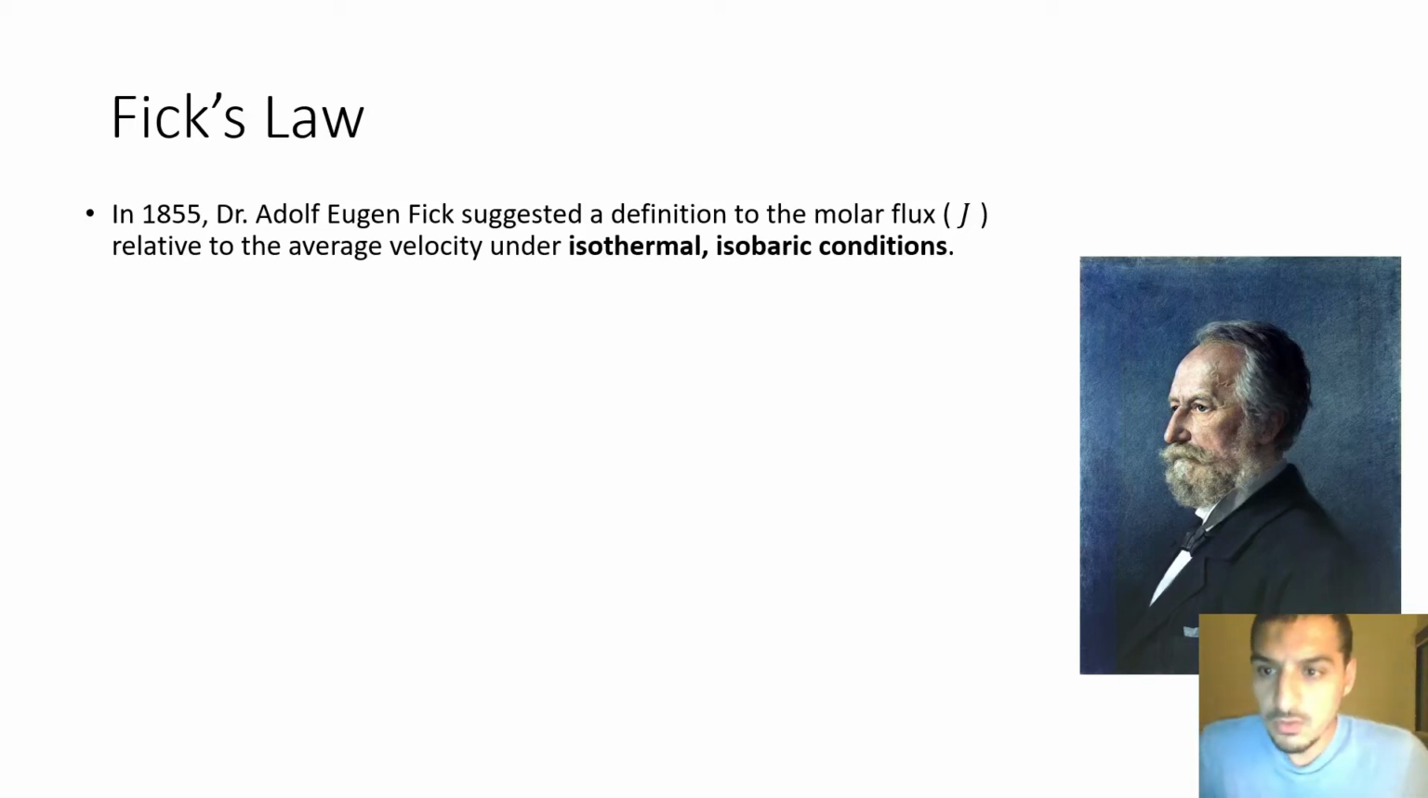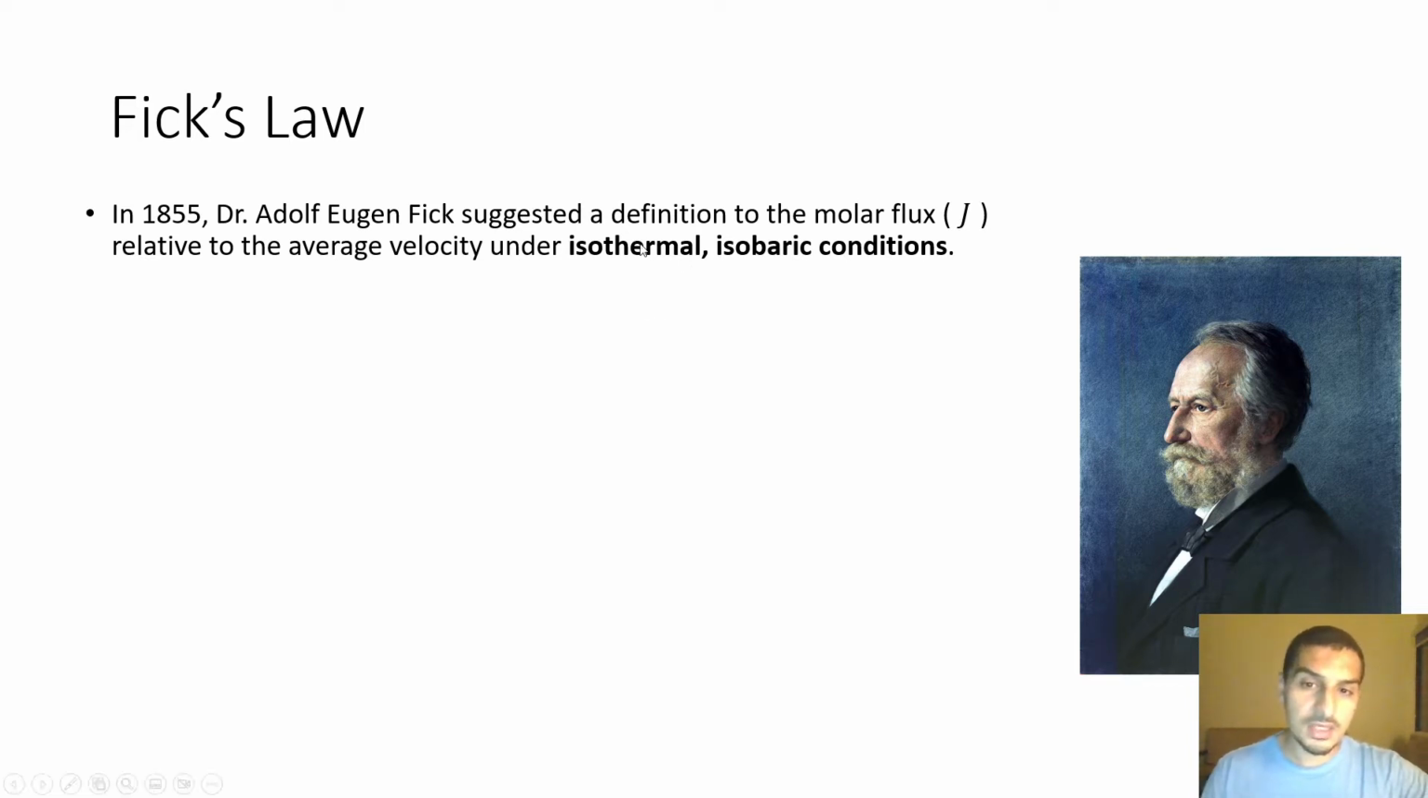Hello everybody. In this video we'll start talking about the first law that was put to describe mass transfer by diffusion. This law was made by a scientist named Adolf Fick, who's this guy here. He suggested a definition for the molar flux, which he gave the symbol J. It's relative to the average velocity, which is a really important point, and we will discuss this in more detail in the next video.